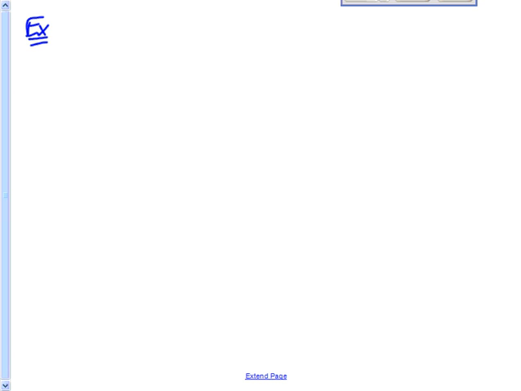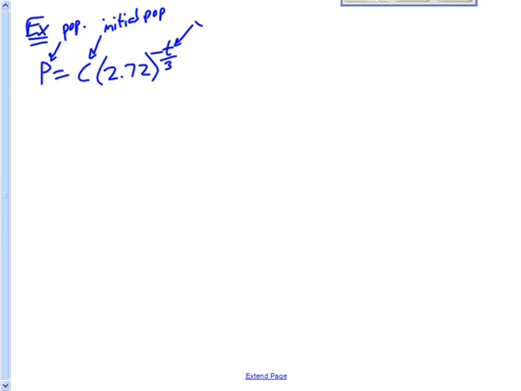Let's evaluate a model with answers. Let's say the population of a certain animal species after t years can be modeled by this given equation. So the population P after t years is given by, C is your initial population here, times 2.72 to the negative t over 3. Okay, so let's find the population after t years. Here's our population, here's our initial population, and t is time in years.